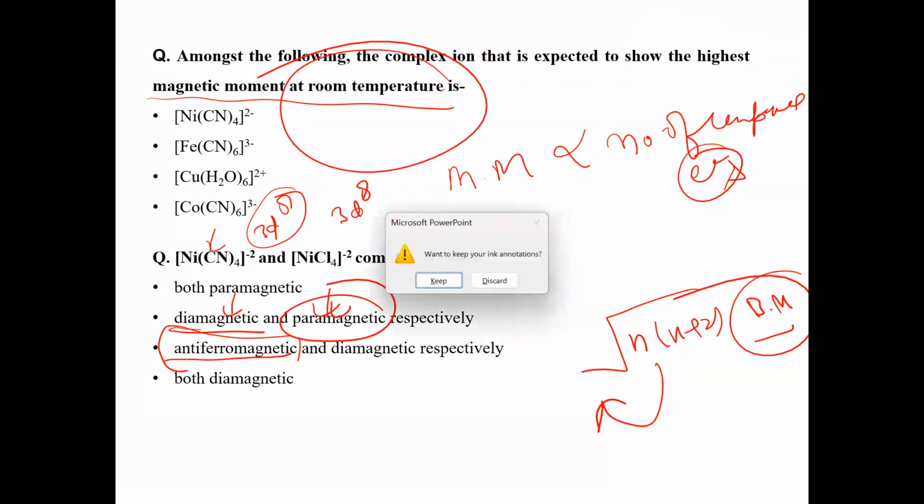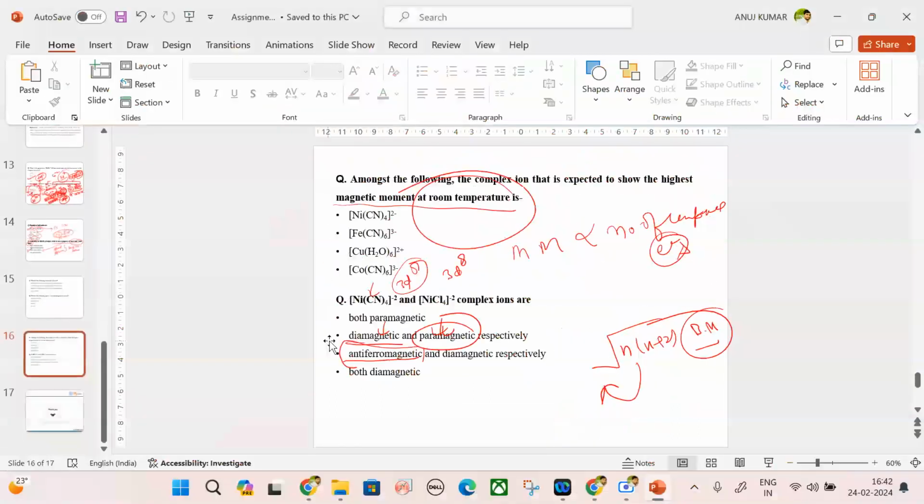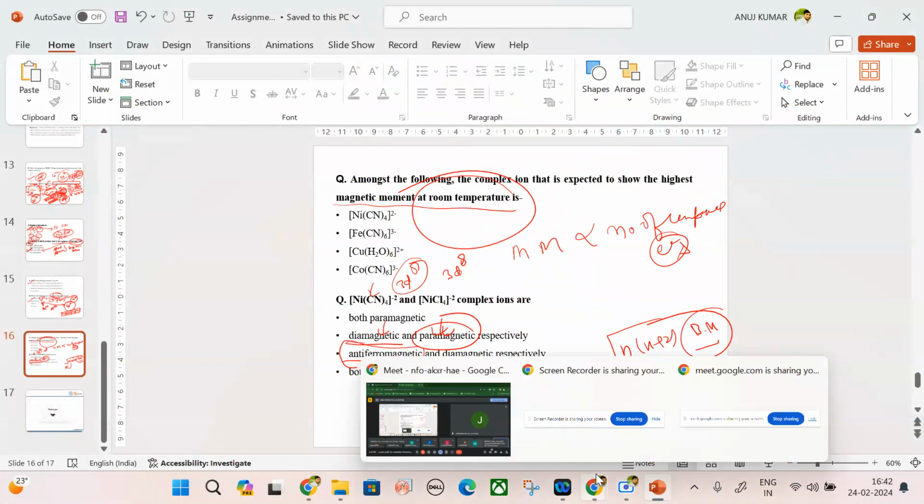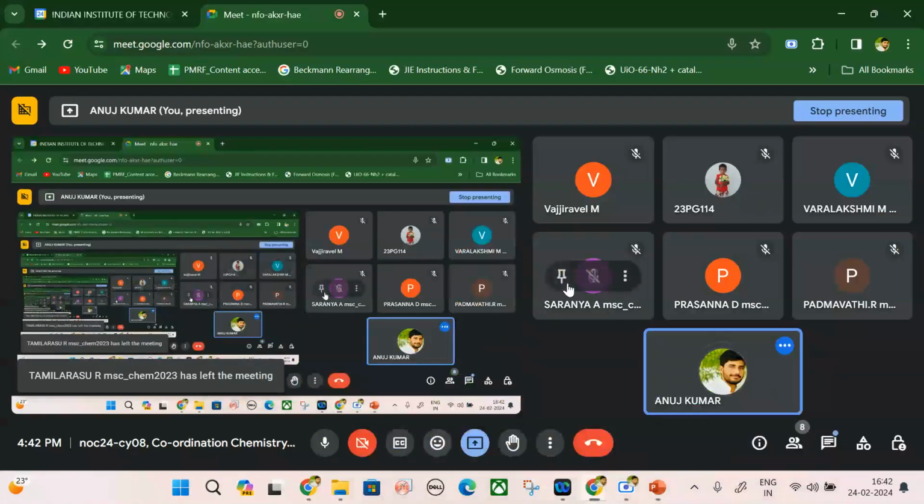So these were the questions related to assignment 5, and I discussed these questions very fast. If you have any questions, just put them into the discussion forum, and I will get back to you.